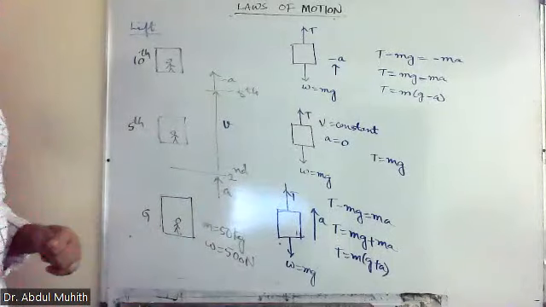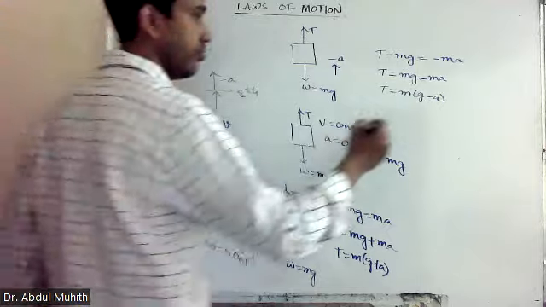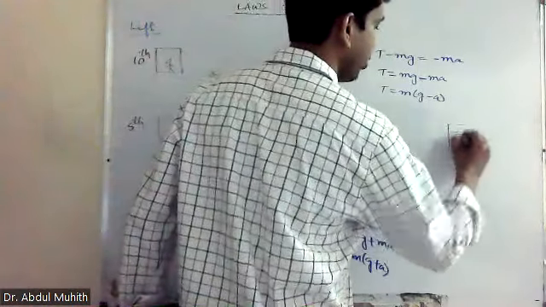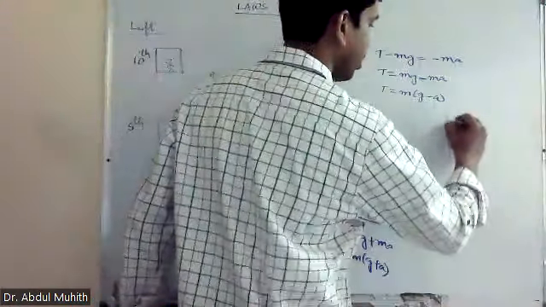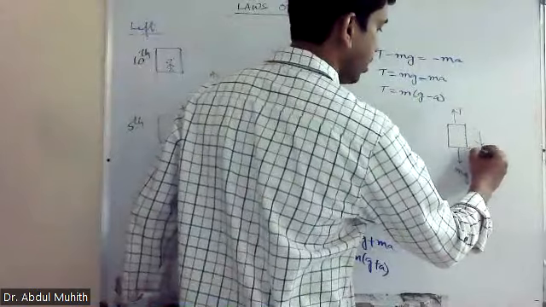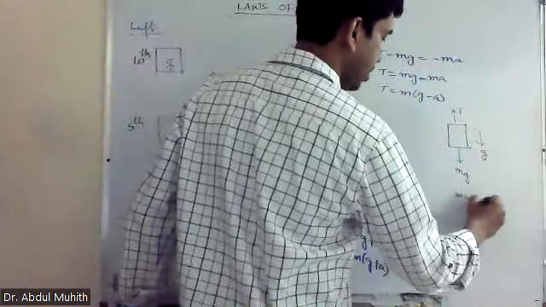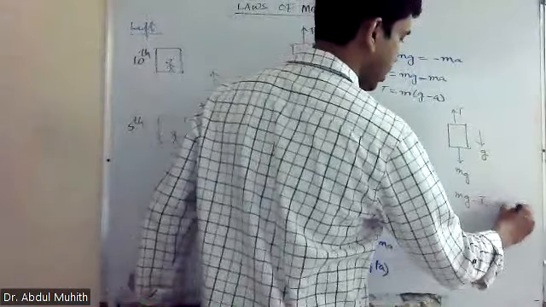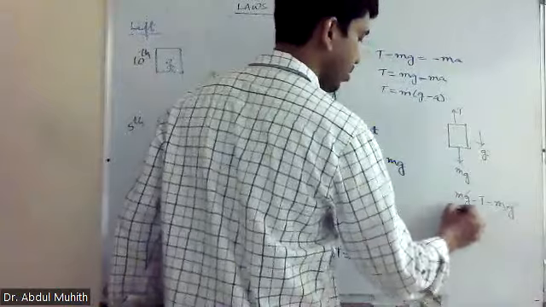Now suppose the cord breaks, then what will happen? Free fall. What we say is free fall. Suppose mg is acting downwards, tension T is acting upwards, and then here gravity. So what will happen? mg minus T equal to mg. This and this will go away. So T is equal to 0. So this is a free fall.